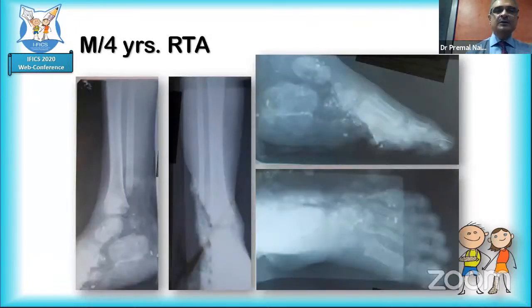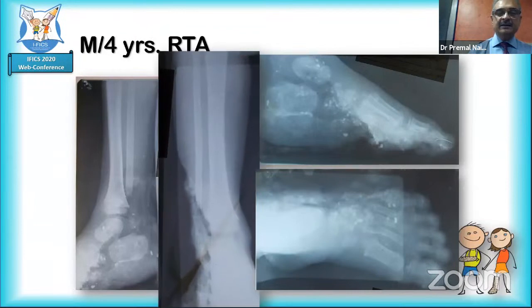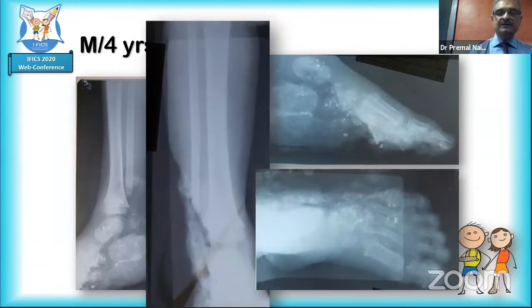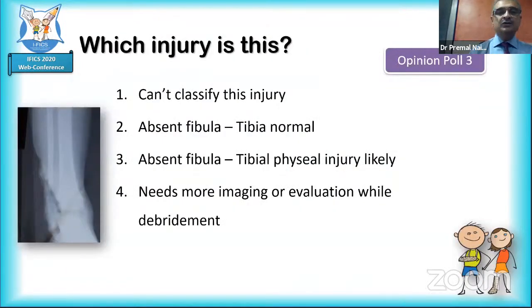This was a 4-year-old male, and this is the open road traffic injury. This is the foot injury in which there was a missing metatarsal. There was a missing distal fibula. And this is how exposed the ankle was on the lateral side. I can enlarge it for you like this. And I would like you to vote for this injury.